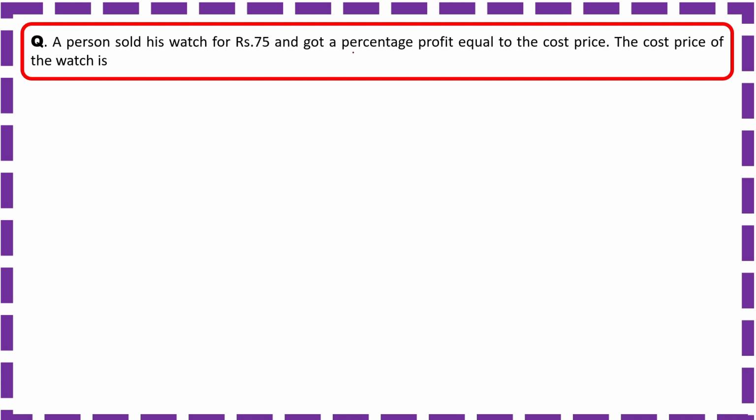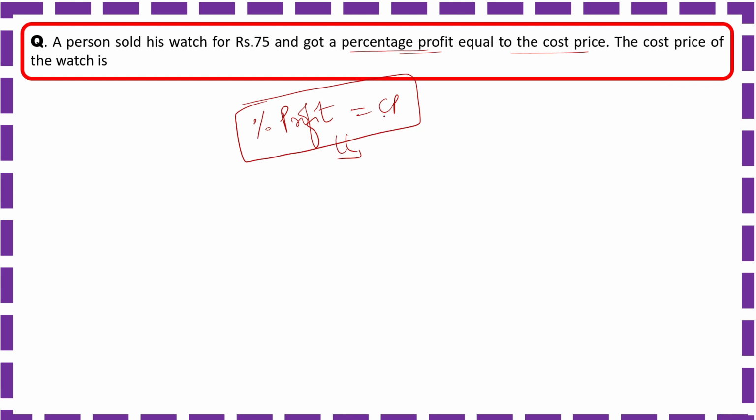Here what is given? The profit percentage is equal to the cost price. So if we consider this to be X, so cost price and profit percentage are X, as both are the same, and we also know the selling price. A person sold means SP, so the selling price is 75 rupees. So we are asked to find out the cost price.